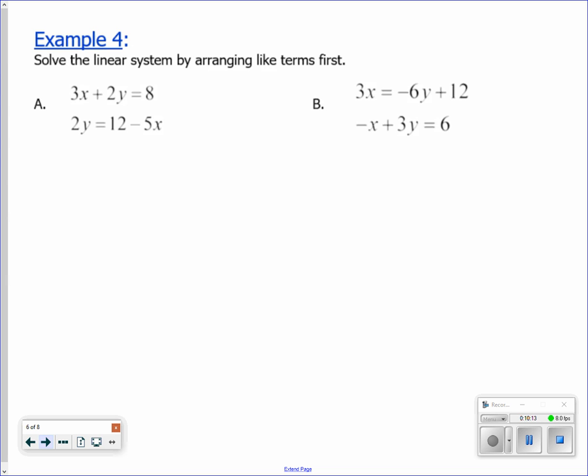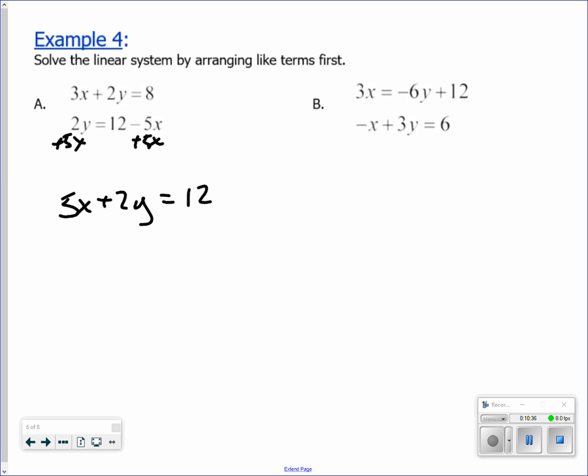Next, now notice that in order to do elimination, everything has to be lined up. And so you'll notice the top one has 3x plus 2y equals 8, and the bottom has 2y equals 12 minus 5x. Everything's not lined up. So I'm going to take the bottom equation and move it around. I'm going to add 5x to both sides.